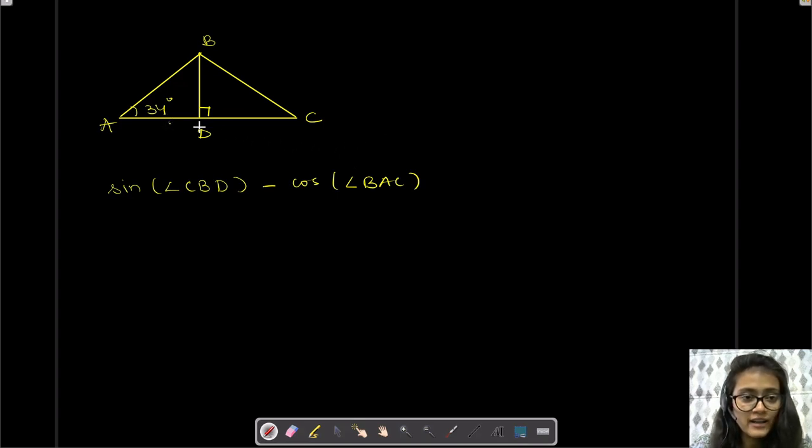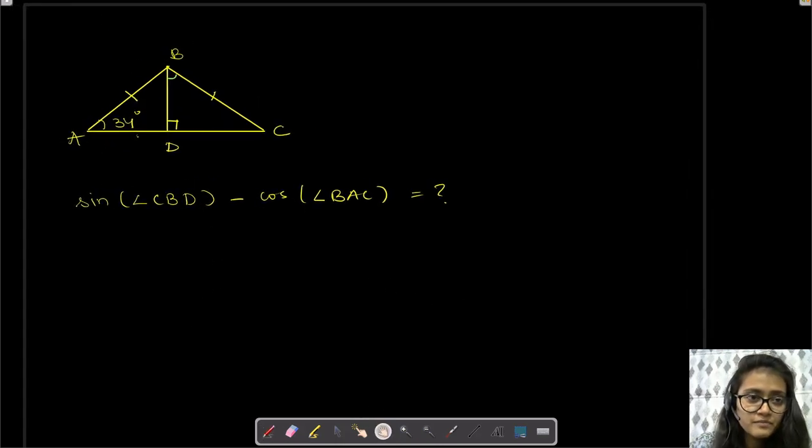So here we have a triangle ABC, and here you can see that angle A is equal to 34 degrees, and this angle is a right angle, and AB is equal to BC, and we have to find out the value of sine of angle CBD, which is this one, minus cosine of angle BAC, which is this one. Alright, so let's see what we have over here.